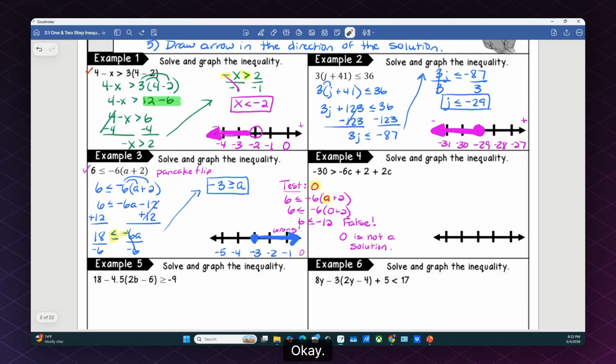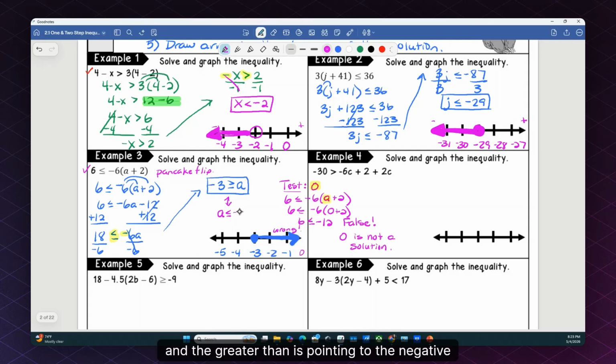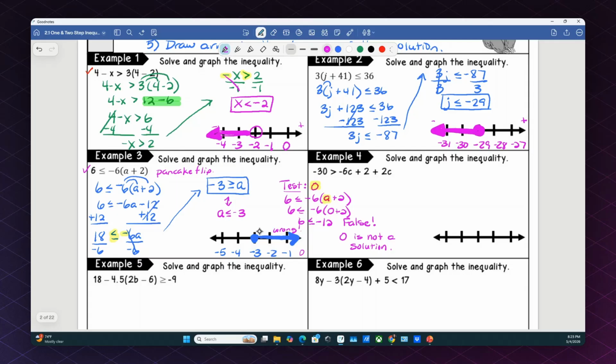That's an issue. Okay, the reason that I try to teach you why the way you shade is because of this. If you end up with your variable on the right-hand side, it looks like it should be shaded this way. We're going to need to pancake flip that to have that on the left side, and then it will look like it's shading the right way. So let's see, we're going to pancake flip this. We got a, and the greater than is pointing to the negative 3. And so now you can see that little hint here is shading this way.